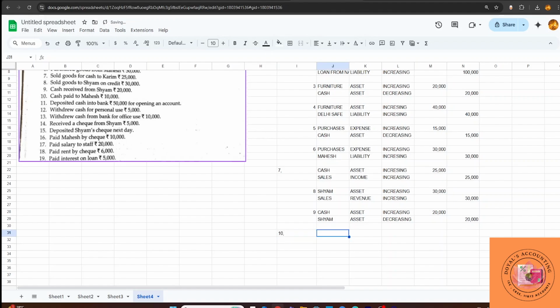What is the 10th one? Cash is paid to Mahesh worth rupees 10,000. Okay, so Mahesh is our liability here. See from transaction number 6, Mahesh liability.